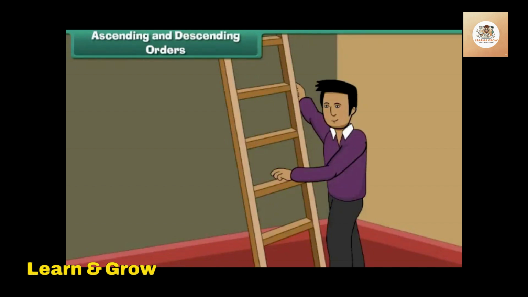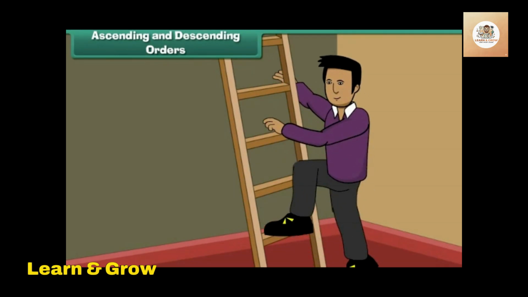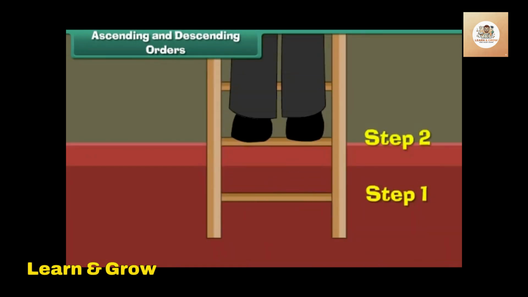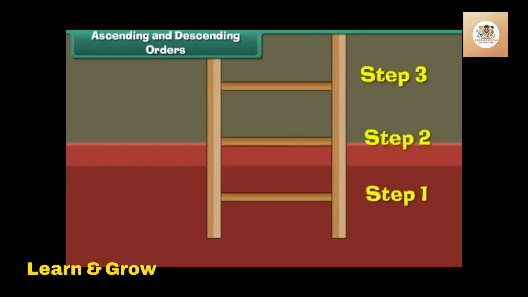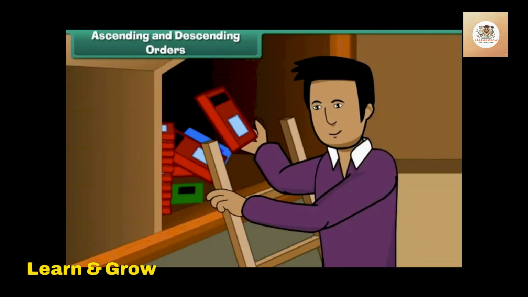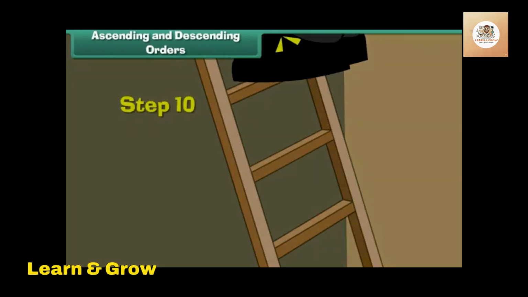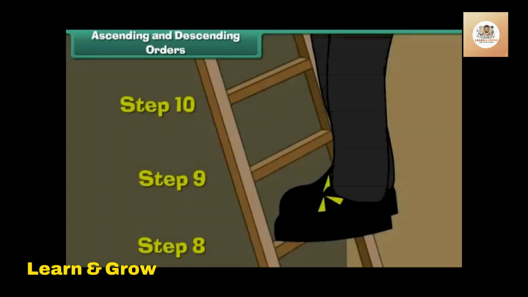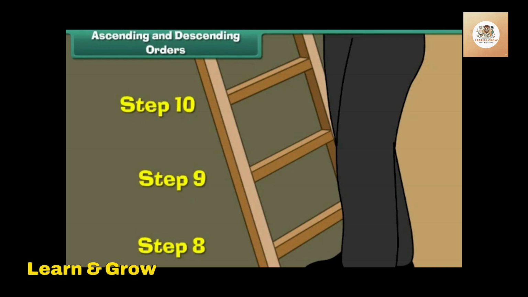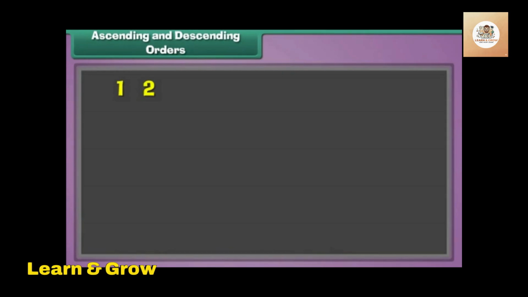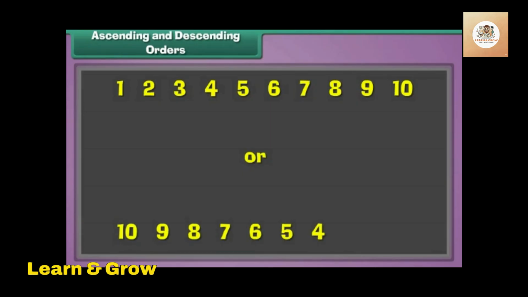Ascending and descending orders. Mohit's father climbed up the ladder to search for a book in the attic. He moved up from step 1 to step 2 to step 3 till step 10. He found the book. He climbed down the ladder from step 10 to step 9 to step 8 till step 1. Numbers can also be arranged in a similar way. 1, 2, 3, 4, 5, 6, 7, 8, 9, 10 or 10, 9, 8, 7, 6, 5, 4, 3, 2, 1.